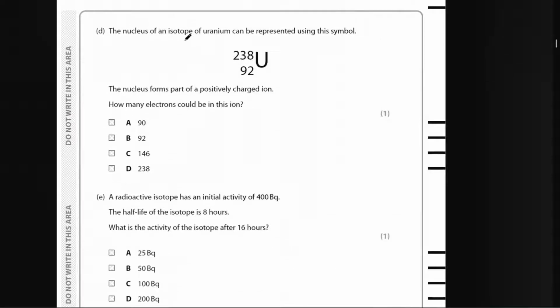Question number D, the nucleus of an isotope of uranium can be represented using this symbol. Okay, uranium, 92, mass number 238. The nucleus forms part of a positively charged ion. It's just a nucleus, and it has electrons orbiting the nucleus, but the number of electrons won't be the same as the number of protons as it is an ion. So the number of electrons needs to be smaller than the number of protons. So the only option that is suitable is A. There will be 90 electrons, 92 protons. Overall charge would be +2, positively charged ion.